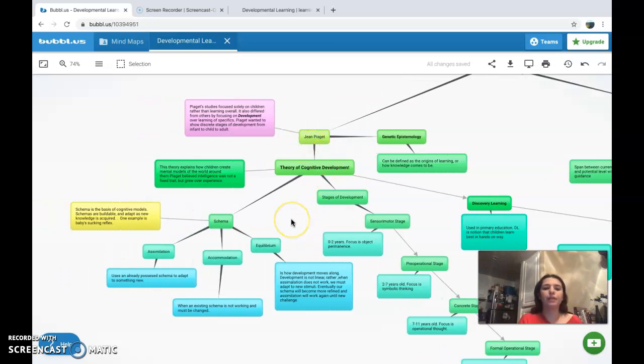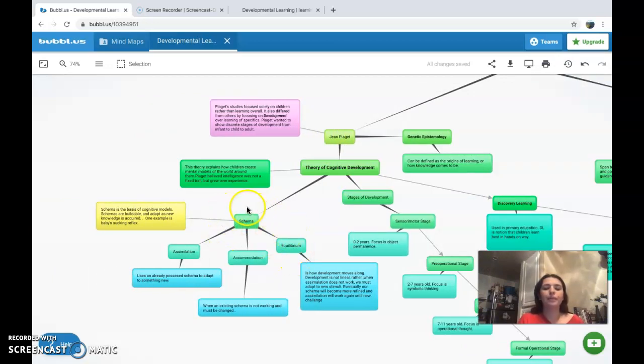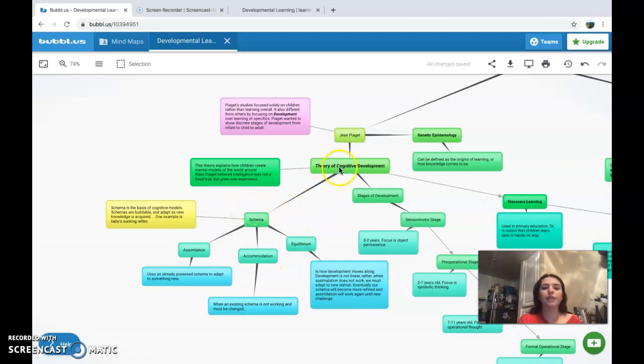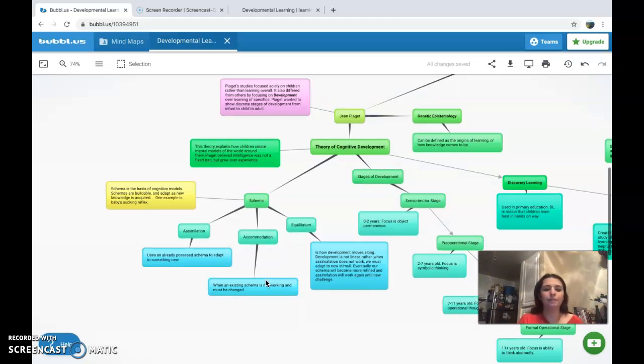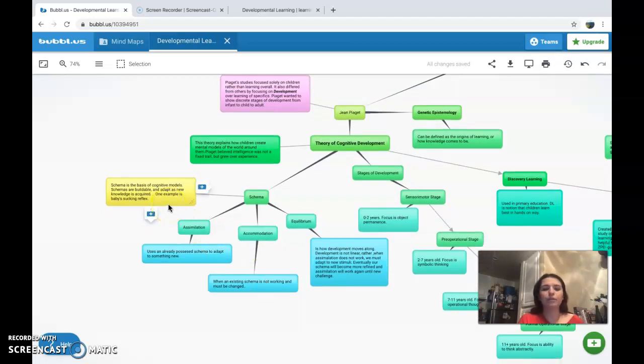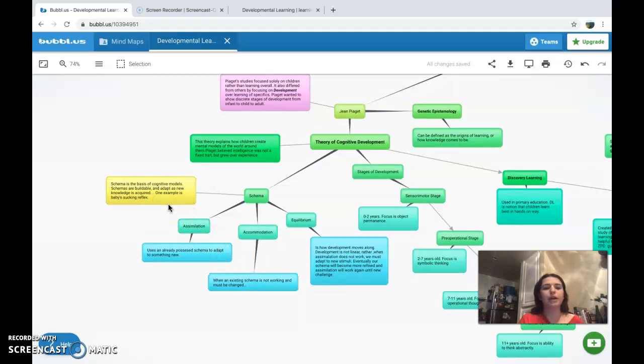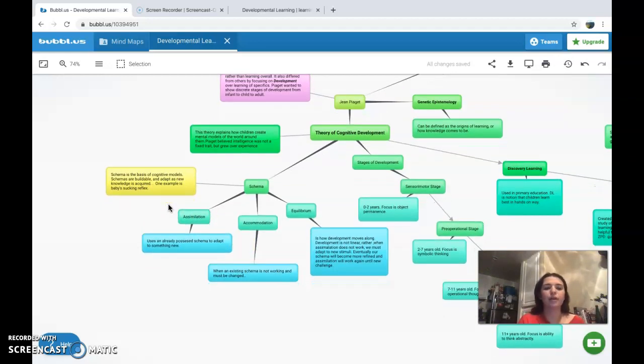Now, the schema is an essential component to the theory of cognitive development. A schema is the basis of the cognitive model. They're buildable and they adapt as new knowledge is acquired. One example is a baby's sucking reflex. So that's an inherited schema. Babies are born knowing how to do that. And they adapt it throughout life, pertaining to how we eat or how we pacify ourselves, etc.